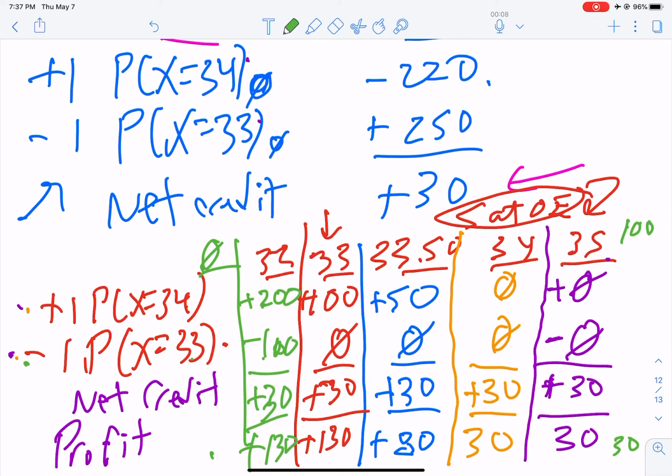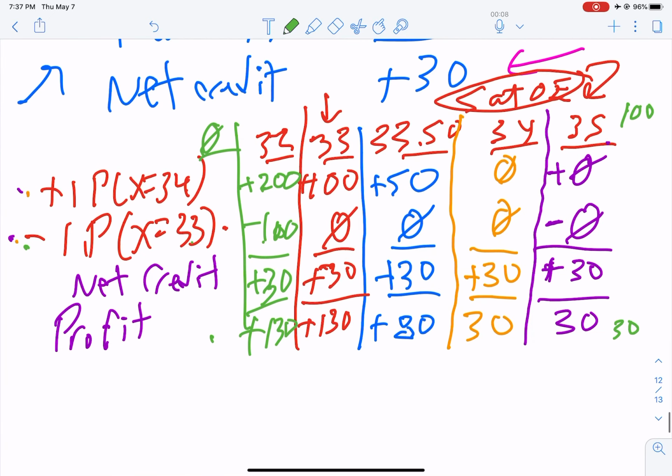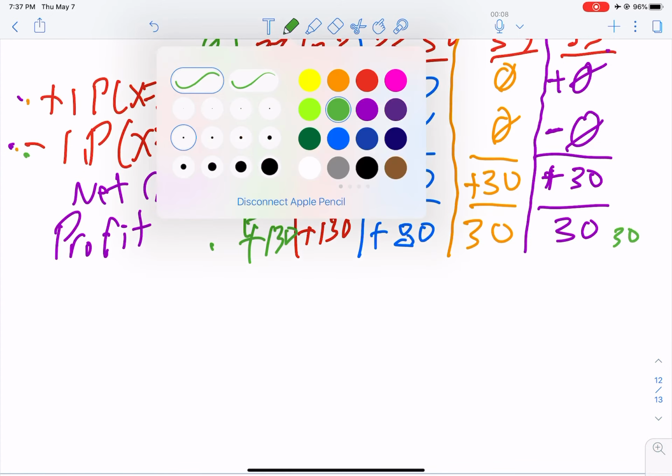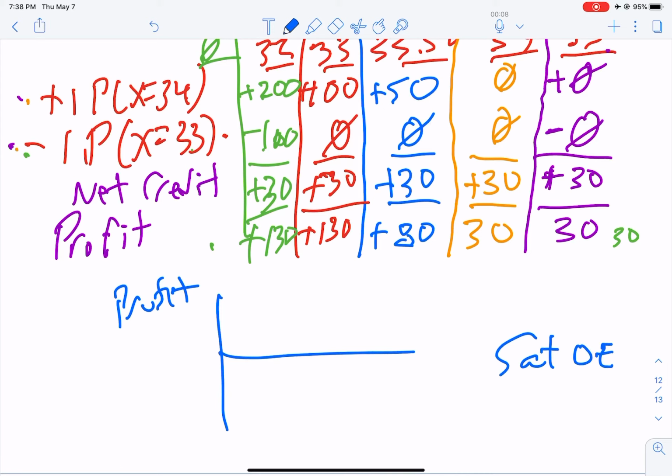Okay, so very interesting. There's no scenario, no stock price at option expiration, that results in us losing money. And so that means this is a pretty good deal. Let me graph the profit diagram for you. Again, we've got profit here and stock price at option expiration here. There's the 33 strike, there's the 34 strike. Let me just draw a normal put bear spread for you.